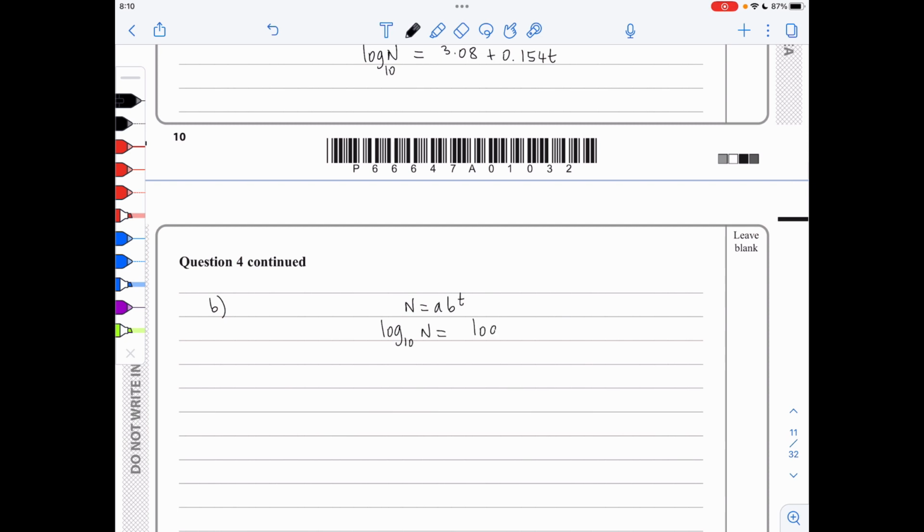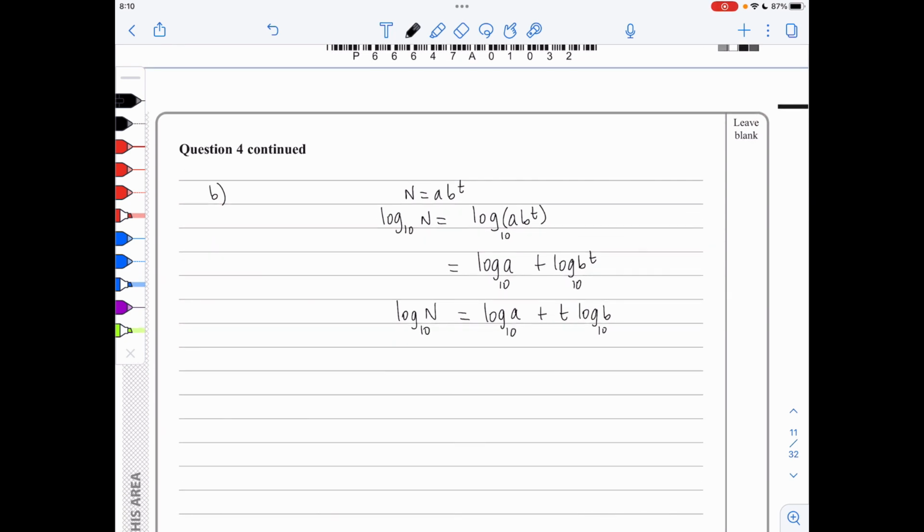So log of n is log of ab to the power of t. Now the right hand side can be written as log a plus log of b to the power of t, which means that we have log a base 10 plus t log b base 10, and this is the expression for log n base 10. So I'm just going to write below exactly what we found in part A.